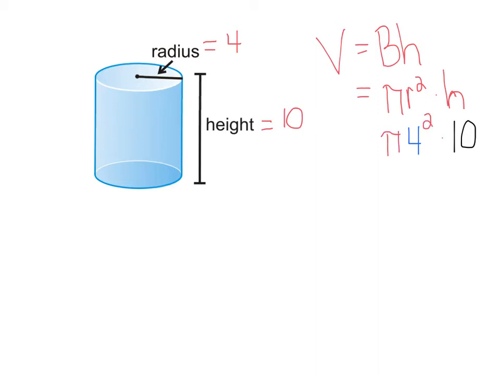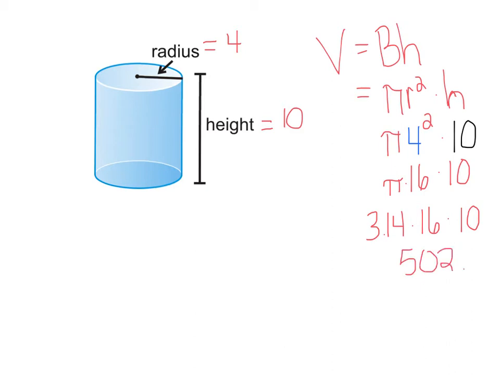So order of operations says that we have to do squared first. So 4 squared is 16. So now we just have to do pi times 16 times 10. And if you remember, the approximation for pi is 3.14. So 3.14 times 16 times 10 is 502.4. So the volume is 502.4.